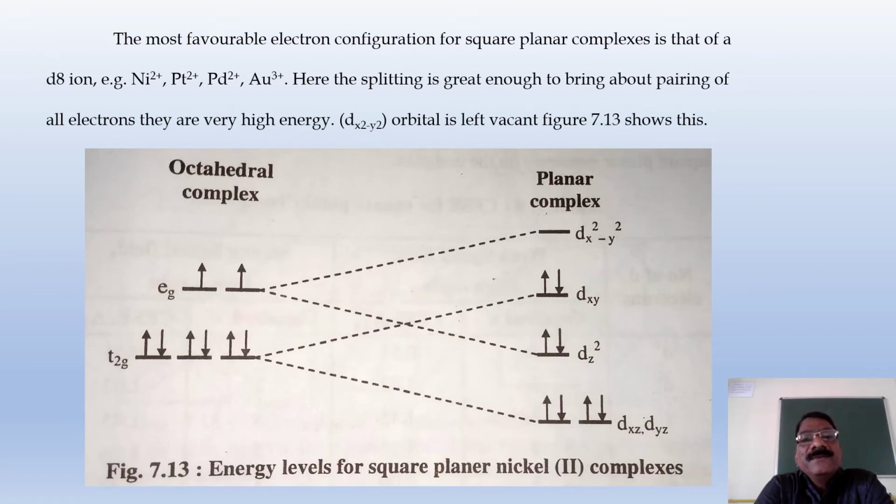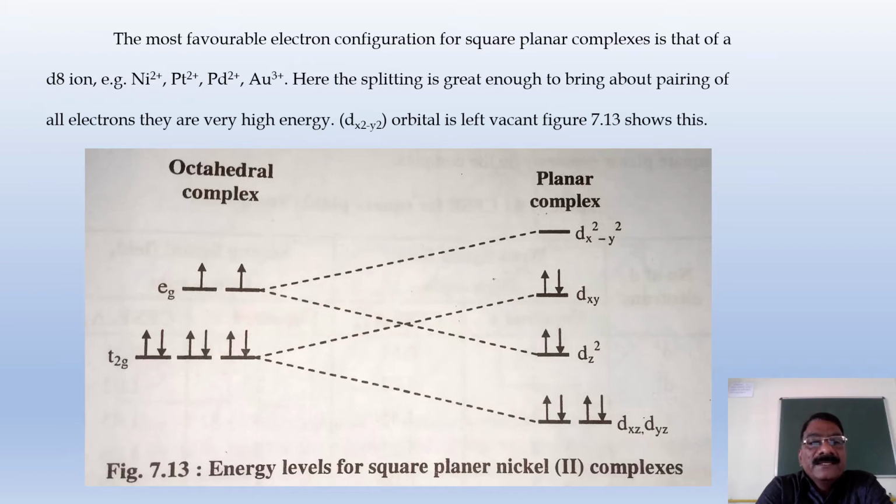The most favorable electron configuration for square planar complexes is that of the d8 ion. For example, Ni2 plus, Pt2 plus, Pd2 plus, Au3 plus. Here the splitting is great enough to bring about pairing of all electrons. The dx square minus y square orbital is very high in energy, and it is left vacant. The figure shows here the splitting of the d8 system.